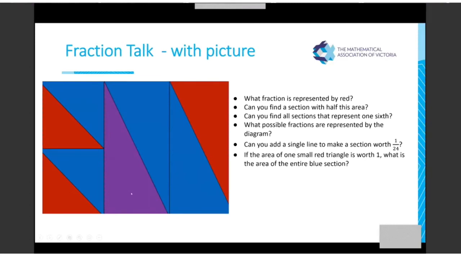So here are some sample questions, just to expand the possibilities of what you can ask if you just present a little picture like this. There are so many questions you could ask of it that it's very open-ended, and it becomes very rich. And it's also starting to build up and make it quite open for some of your more able students as well, because we're trying to get them a bit more challenging as we go.